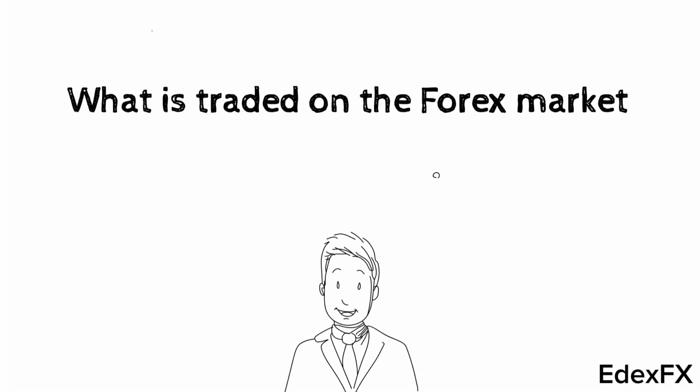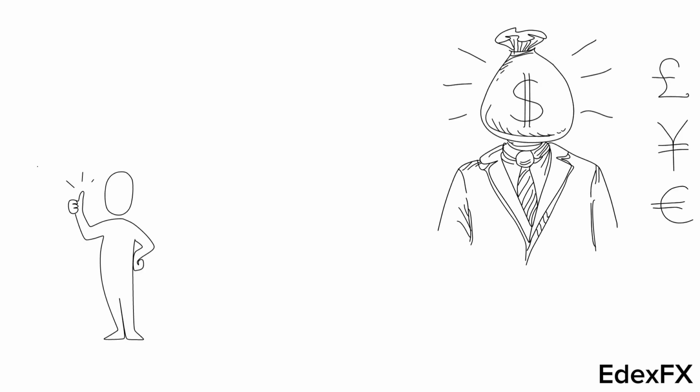What do we trade on the Forex market? The most obvious answer is money. Specifically, cash. Since you're not buying something material, Forex trading can be confusing. Let's use a simple example to demonstrate.